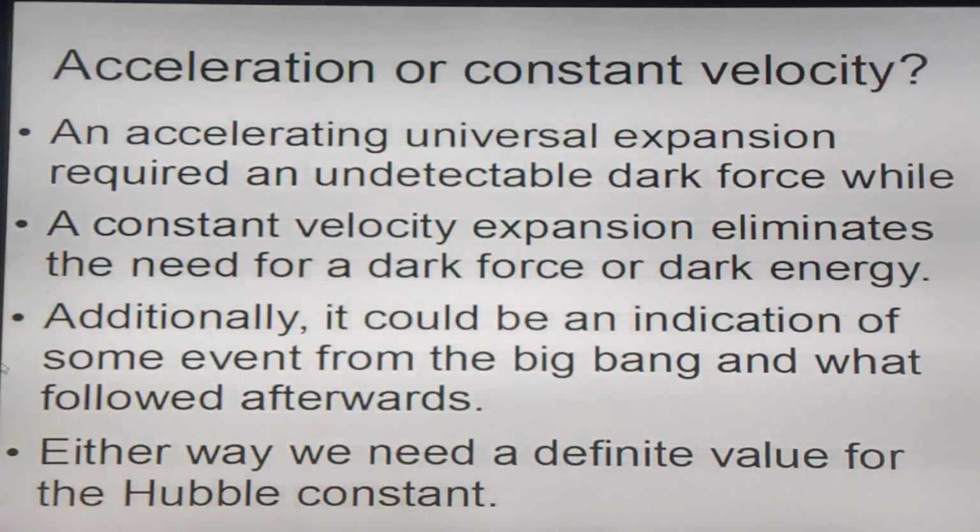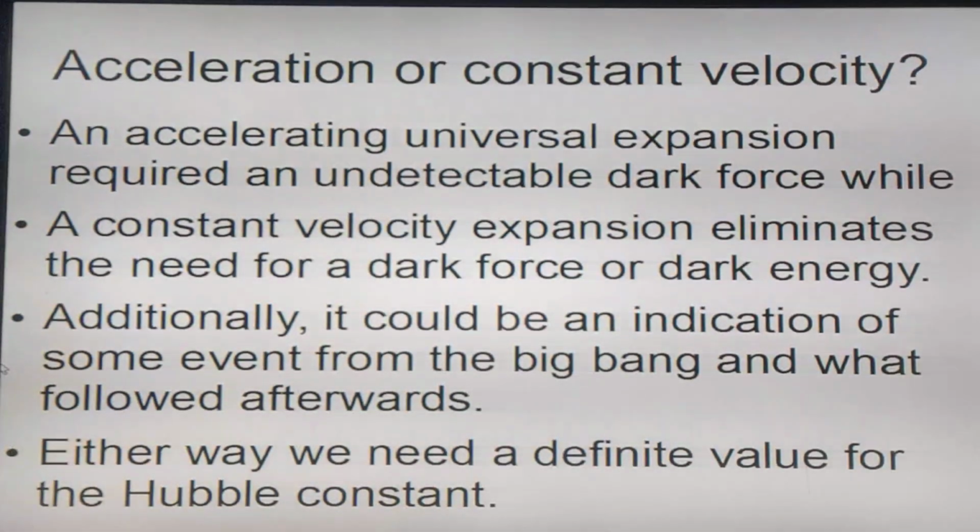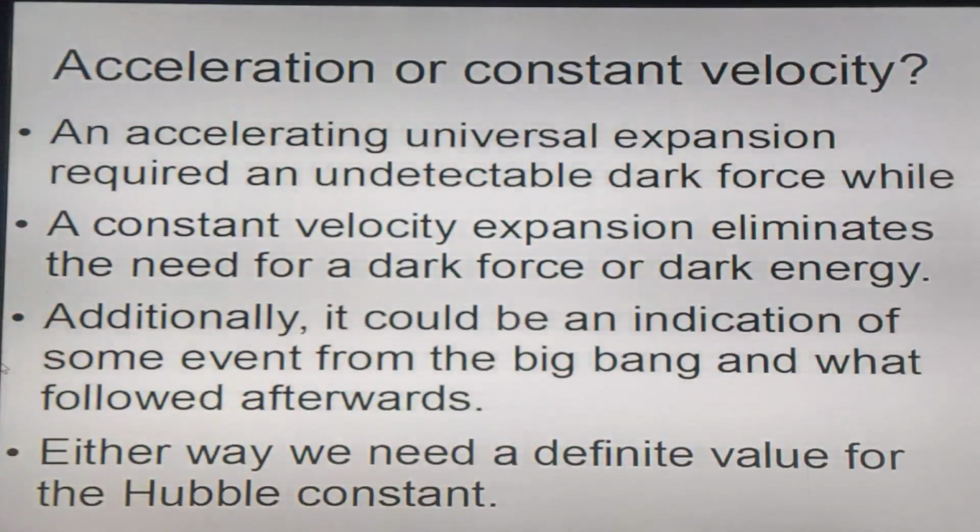The problem is, anytime you accelerate something, including the universe, you need a force. A dark force, because we don't know what it is, so we can't find it. While a constant velocity expansion eliminates the need for a dark force or a dark energy. Additionally, a constant velocity could be an indication of some event from the Big Bang and whatever followed afterwards. Either way, we need a definite value for the Hubble constant.